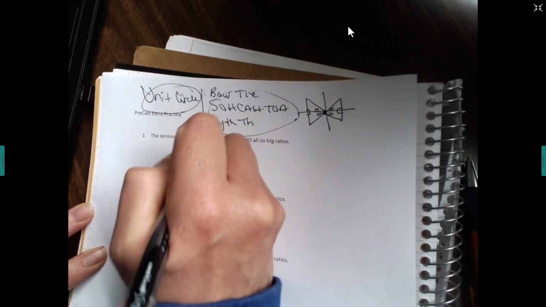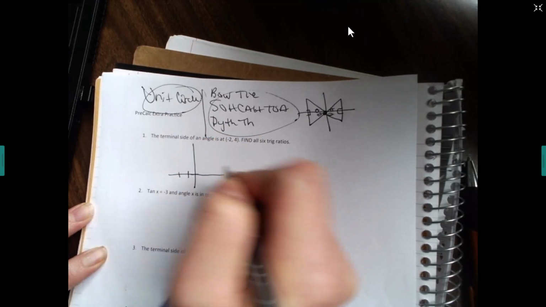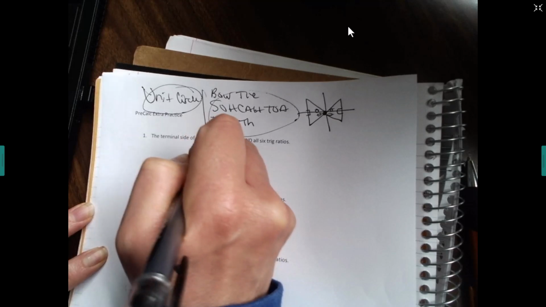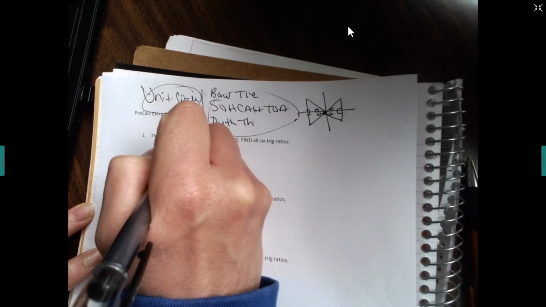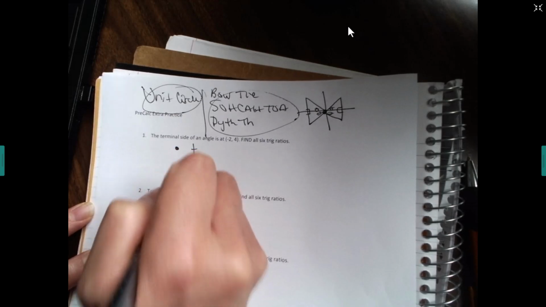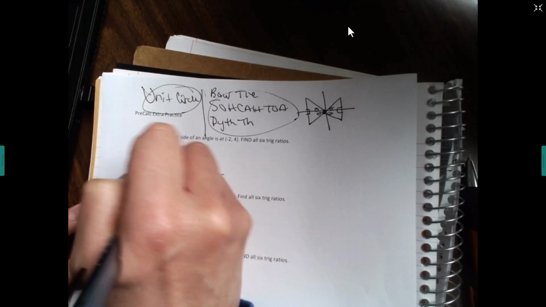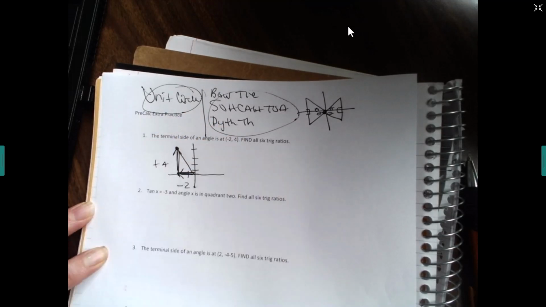They give you a point, so you're going to go -2, and then up 4: 1, 2, 3, 4. So I'm just plotting that point. But again, you're going to draw a triangle here. These are vectors. You're going back 2, you're going up 4, and then right there is your bow tie.